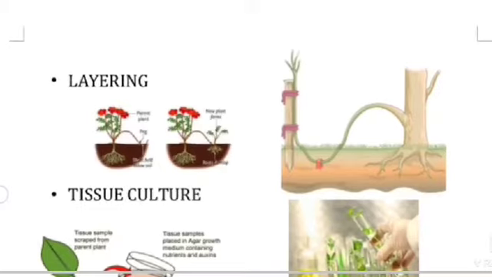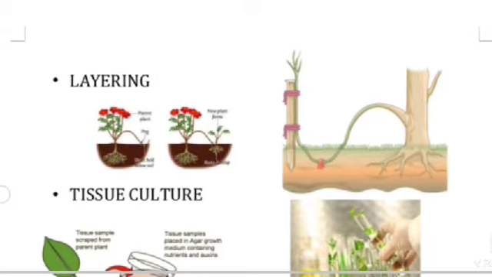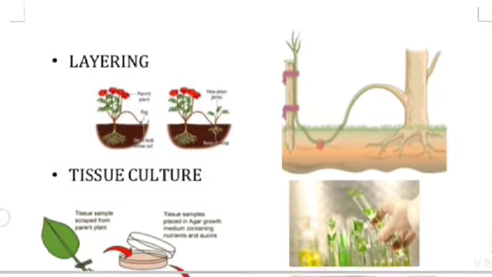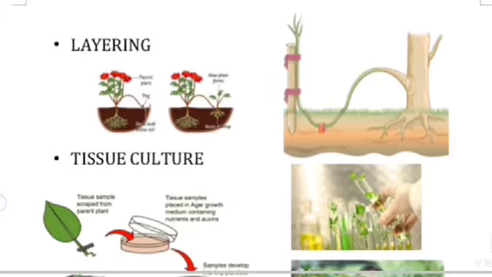And layering. Layering is used for roses and some other plants. A single twig containing many cuttings is used for layering, the air layering. The moringa plant is also propagated by layering.